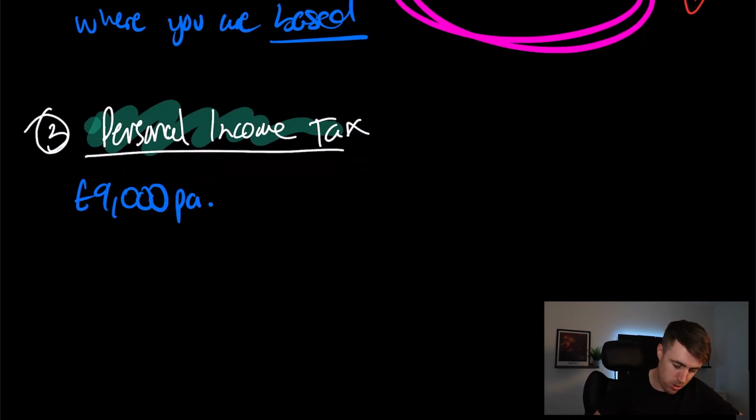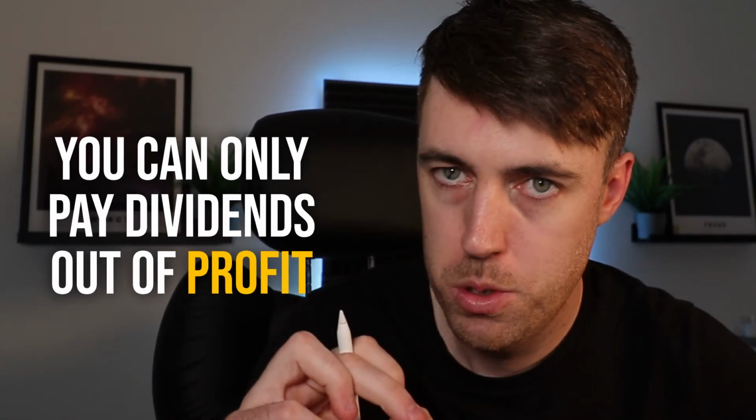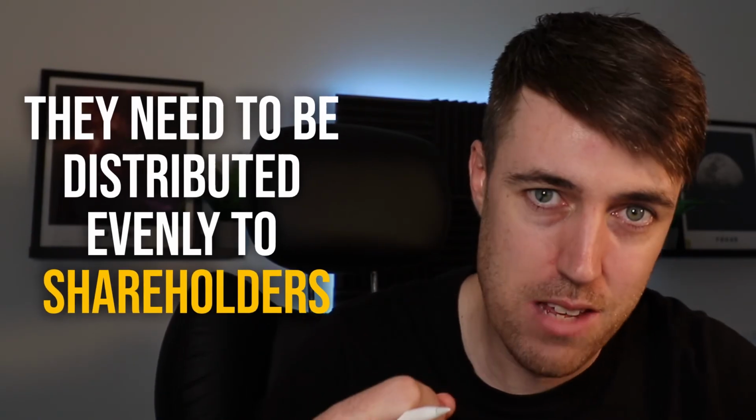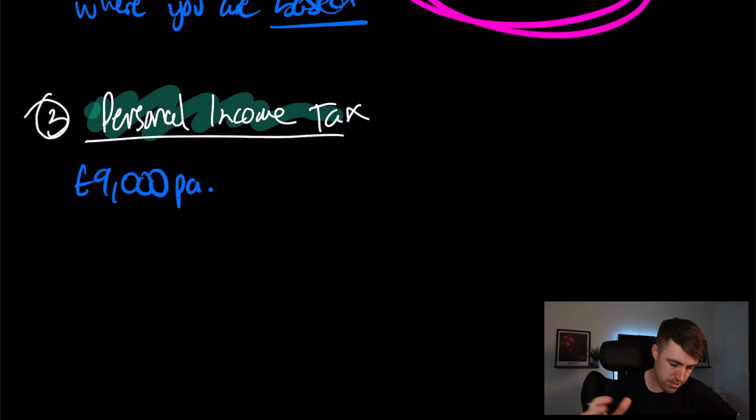But what most business owners will do then, if they have more profit out of the business to be able to pay themselves, is they'll pay themselves in dividends. And the reason they would do that is because dividends are taxed a lot lower than PAYE income. It's a much more tax efficient way to pay yourself. The thing with dividends is you need to be profitable as a company. You can only pay dividends out of profit, so you can't pay yourself these dividends if you aren't making money. The only other thing to be aware of with dividends is they need to be distributed evenly to shareholders. So if you have more than one shareholder in the business, you would need to allocate the dividends and split it according to the shares. So that's something to be aware of.